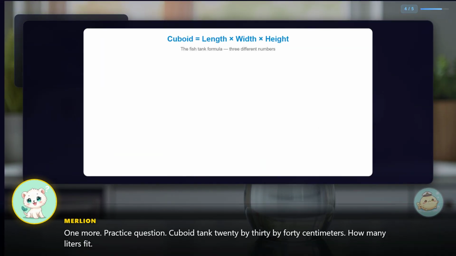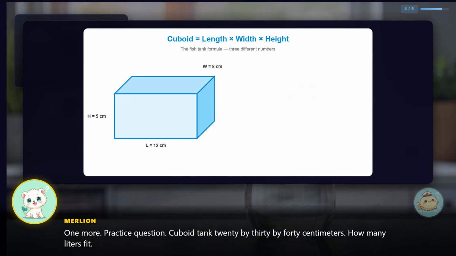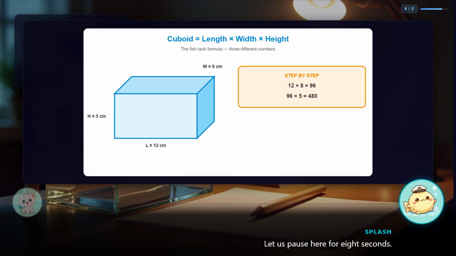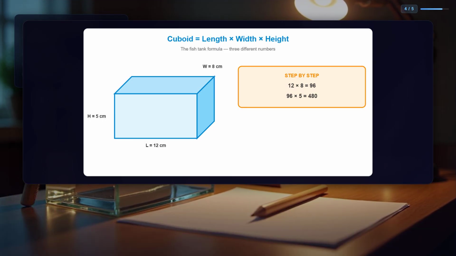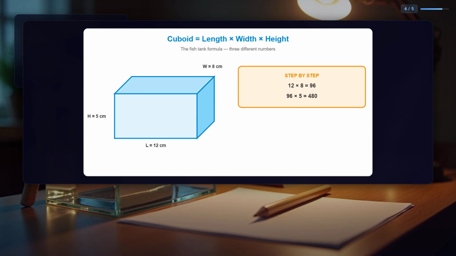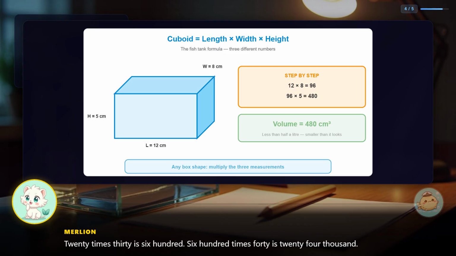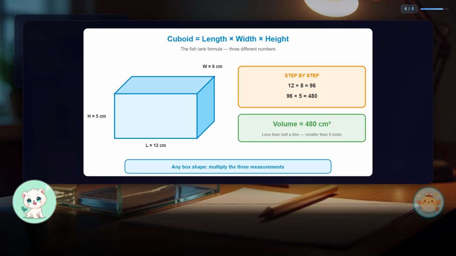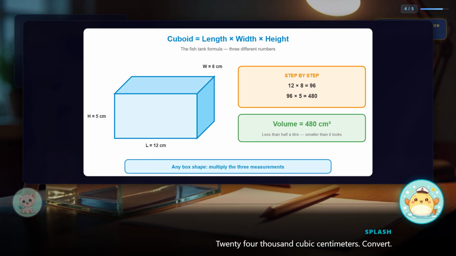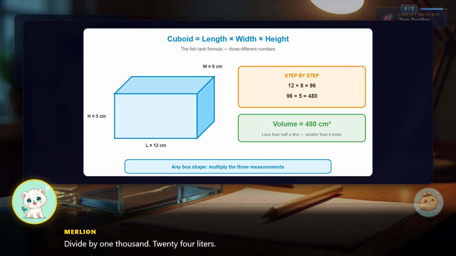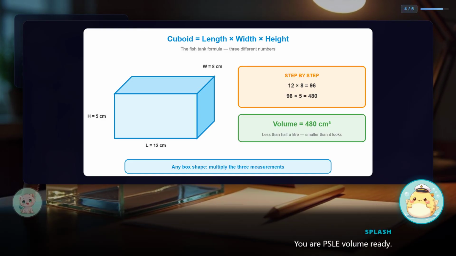One more practice question. Cuboid tank, 20 by 30 by 40 centimeters. How many liters fit? Let us pause here for 8 seconds. 20 times 30 is 600. 600 times 40 is 24,000. 24,000 cubic centimeters. Convert. Divide by 1,000. 24 liters. You are PSLE volume ready.